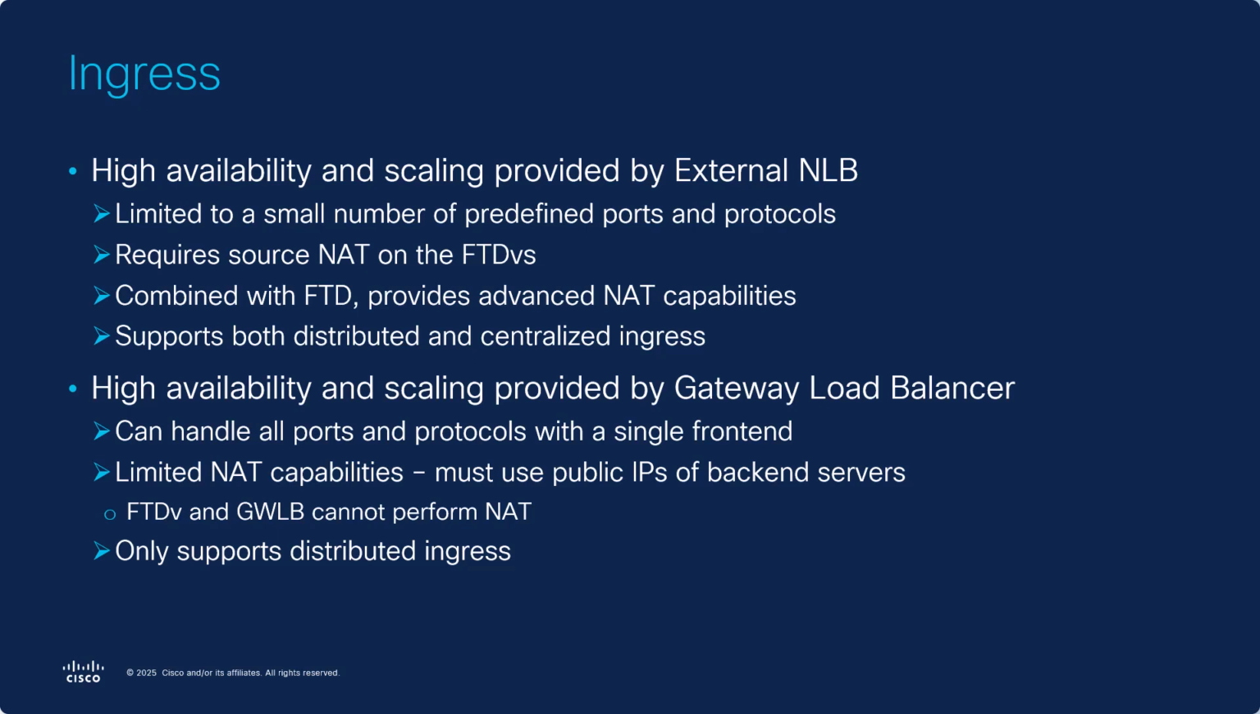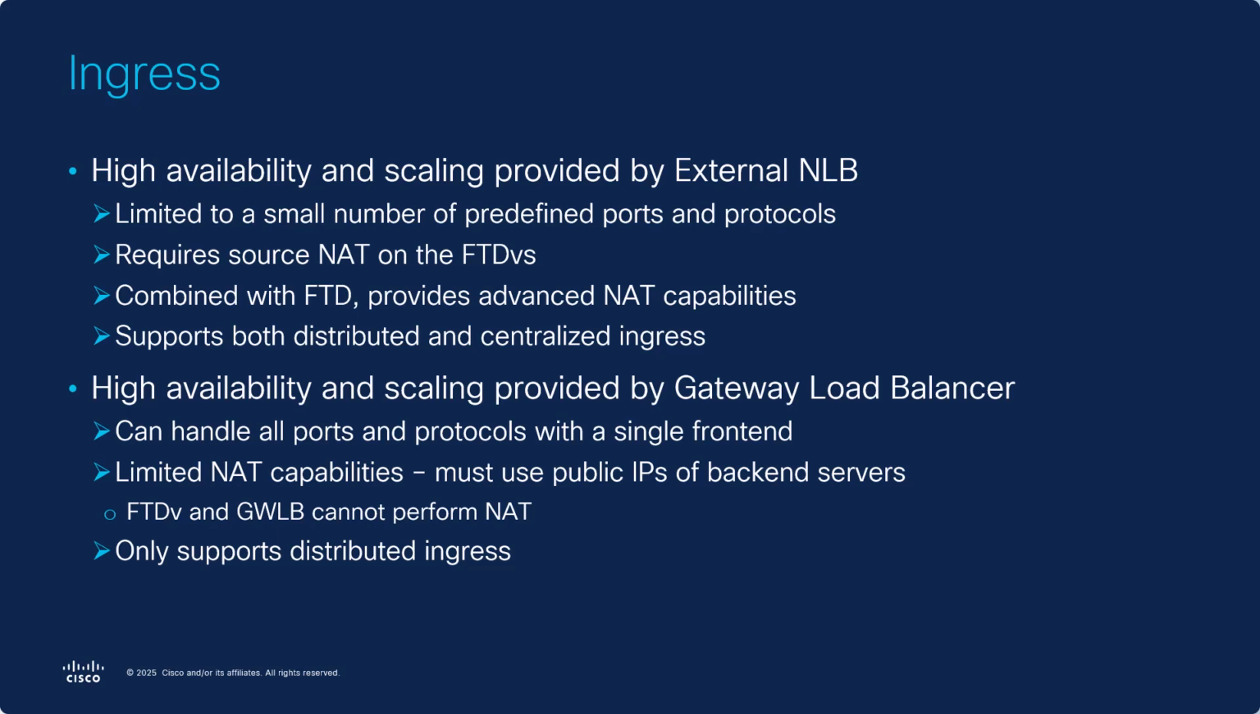For ingress traffic, high availability and scaling for FTDv is generally provided by external network load balancers. This requires that you understand in advance the services that you will be allowing inbound traffic to. It requires source NAT on the FTDVs to guarantee that the traffic is returned to the proper FTDV. Combining the external load balancer with FTDv provides advanced NAT capabilities. This supports both distributed and centralized ingress.